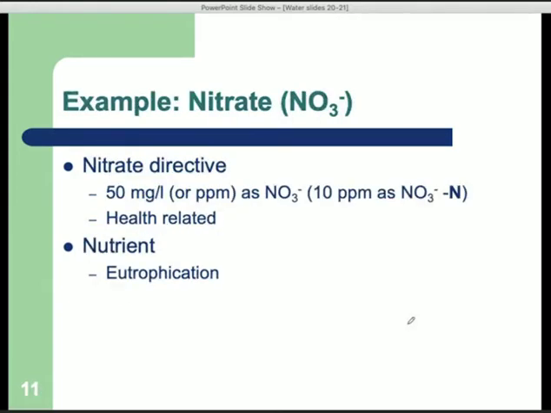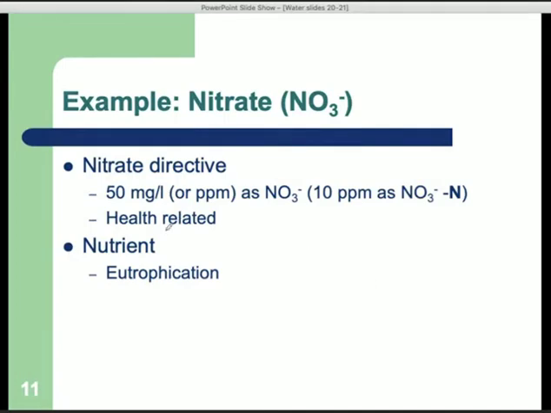Nitrate, for example. On the drinking water side, there's a European nitrate directive that says that you can't have more than 50 milligrams of nitrate, or no more than 10 milligrams of nitrogen contained in the nitrate in the water, because there's health issues. So it's not good for your bodies, and it's not good for babies. Let's park this for the moment.